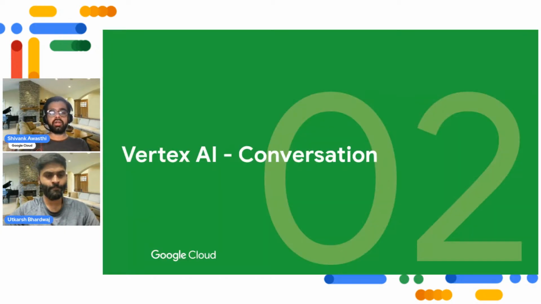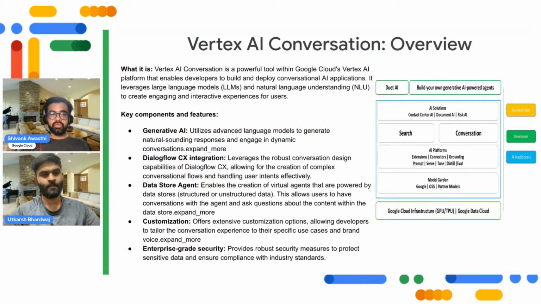Now, let's talk about Vertex AI Conversation. Vertex AI Conversation is a powerful tool within Google Cloud's Vertex AI platform that enables developers to build and deploy conversational AI applications. It leverages large language models and natural language understanding to create engaging and interactive experiences for users.